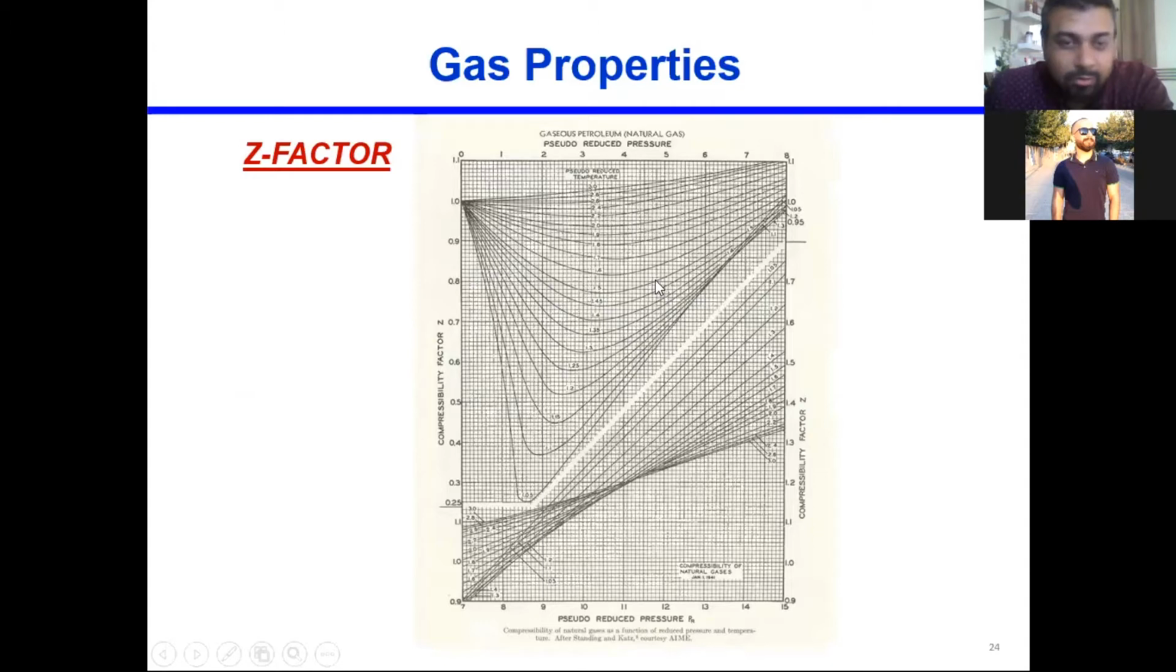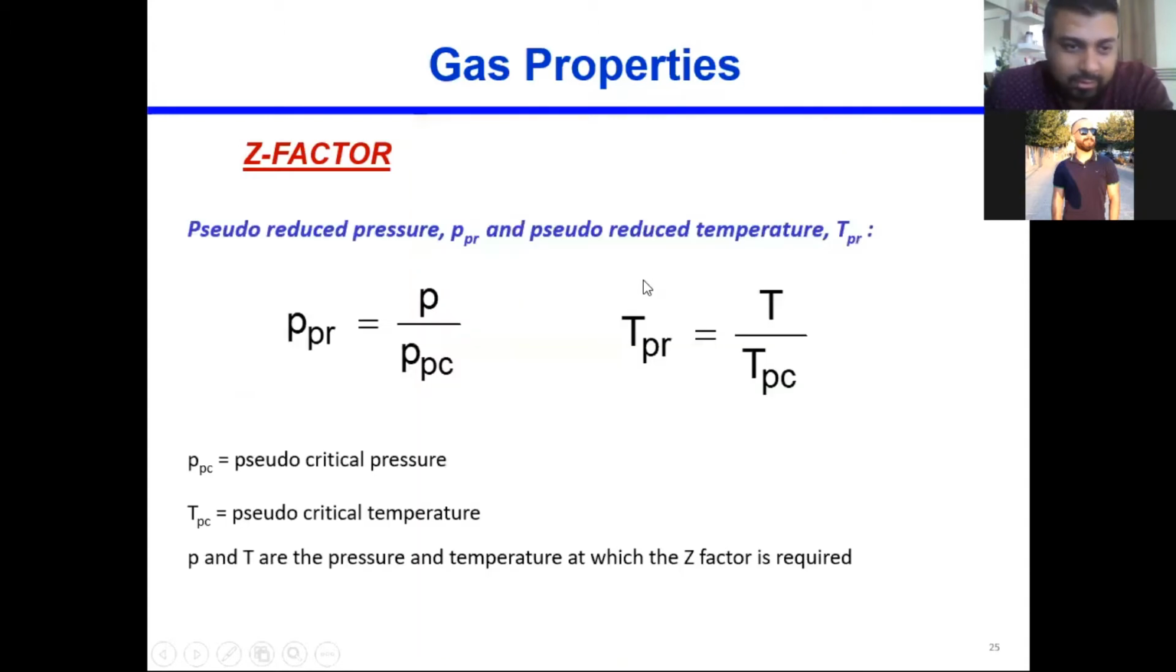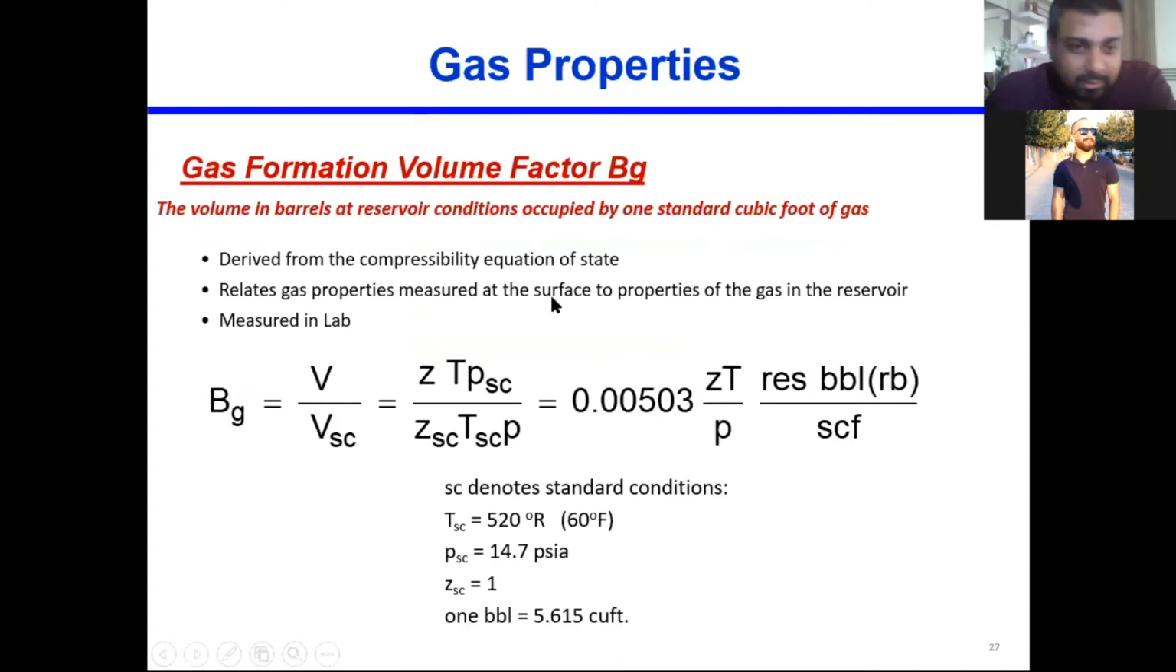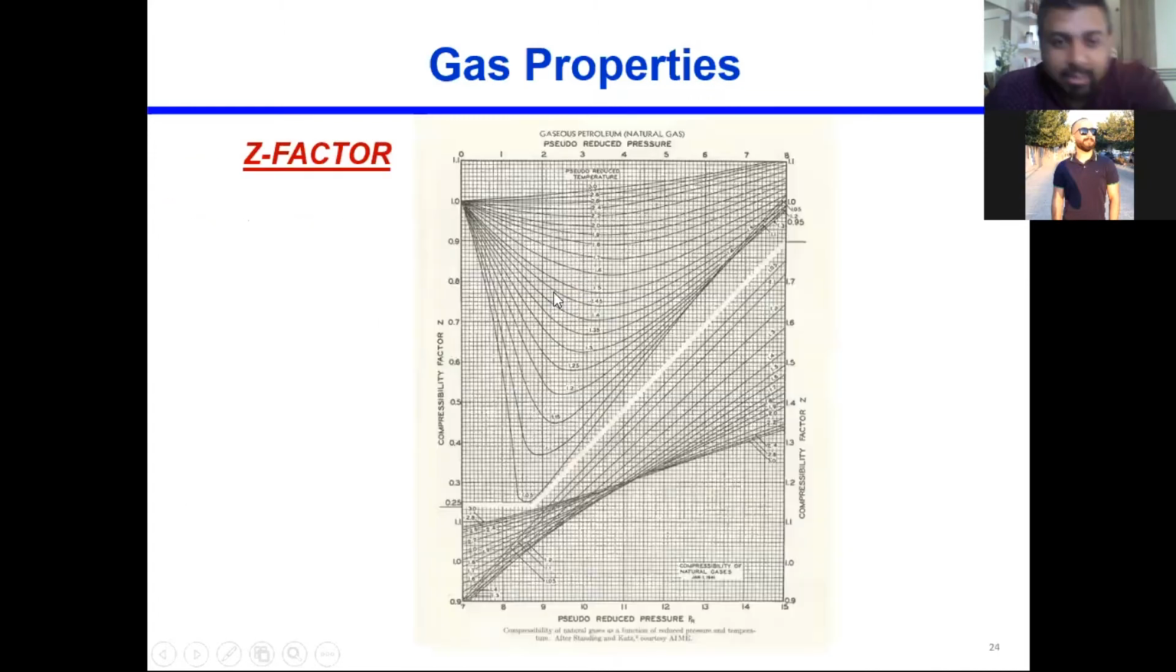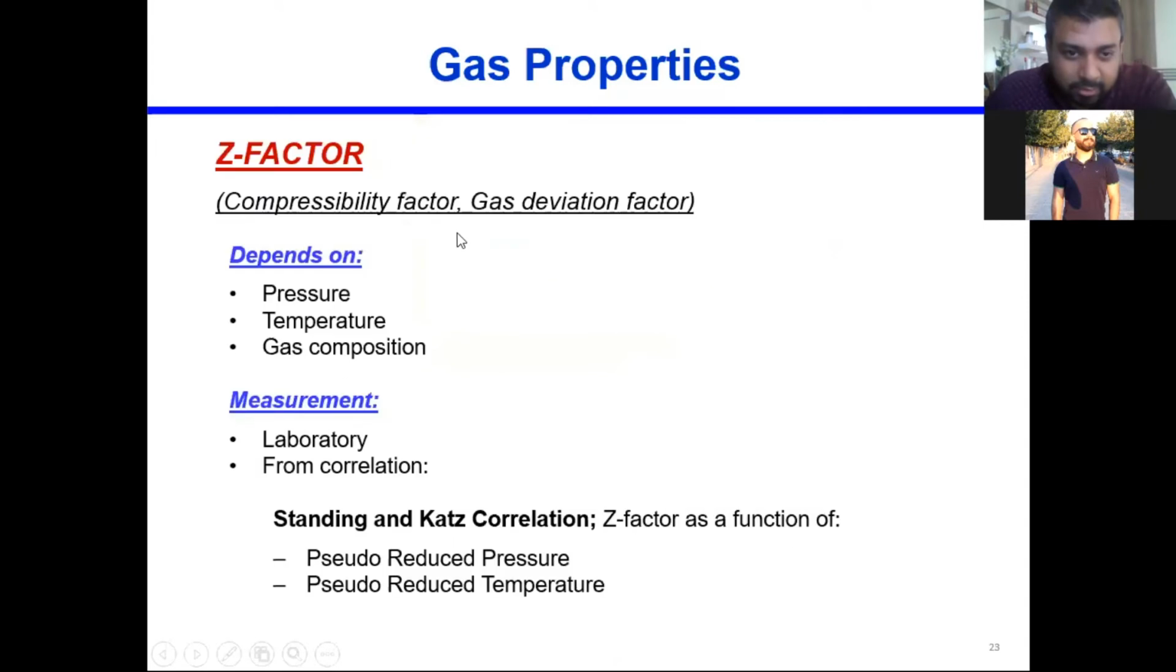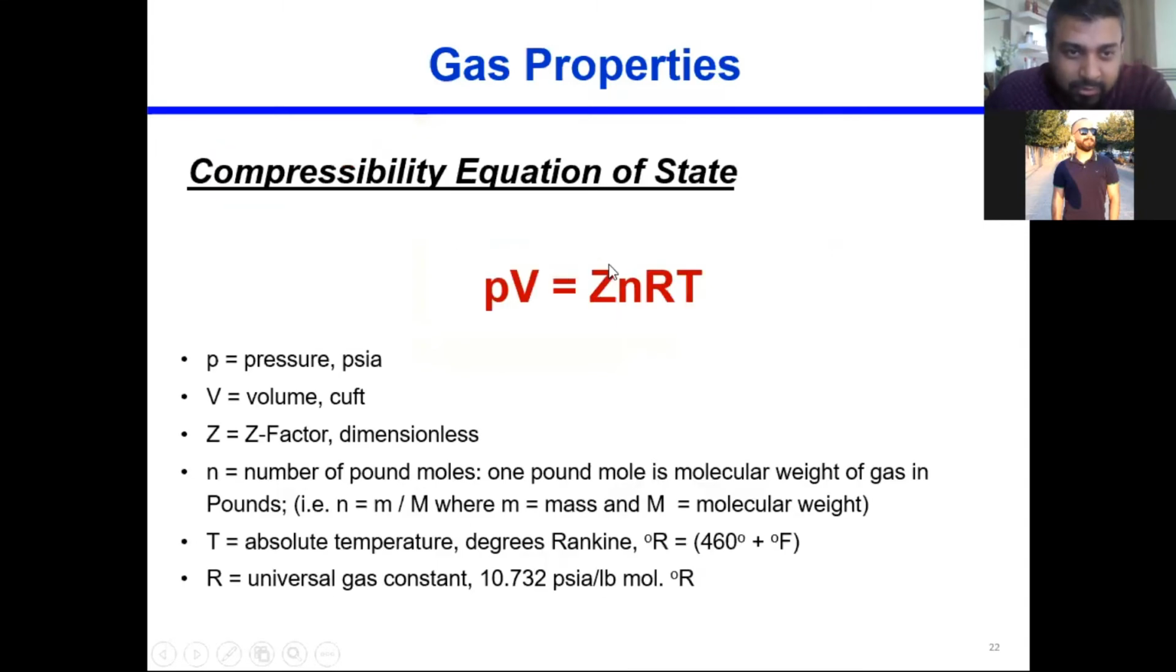This is one of the important calculations that we do in reservoir engineering. So we will talk about how we do that in finding the Z factor. Z factor is actually the correction factor. You can define the Z factor as basically the correction factor for the equation of state.